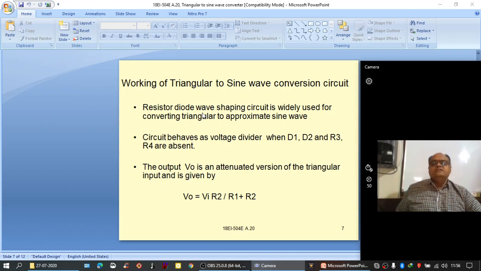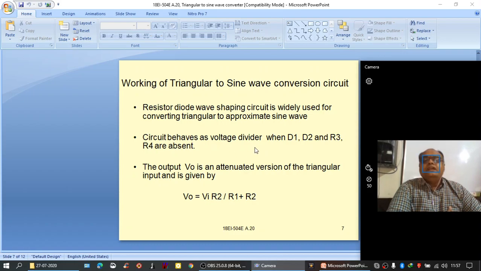Now, let us try to see what is written here. I have already explained everything, but still, once again. A resistor diode wave shaping circuit is widely used for converting a triangular wave to an approximate sine wave.